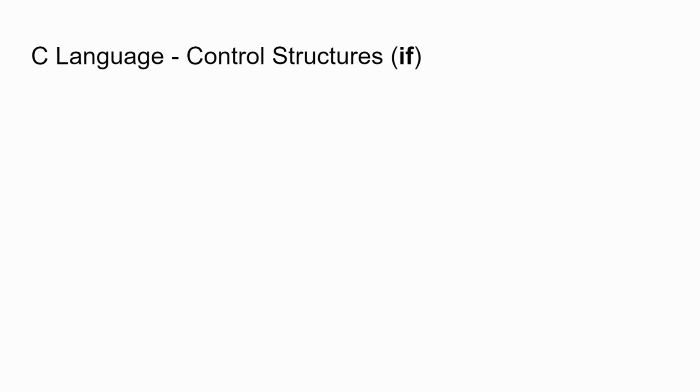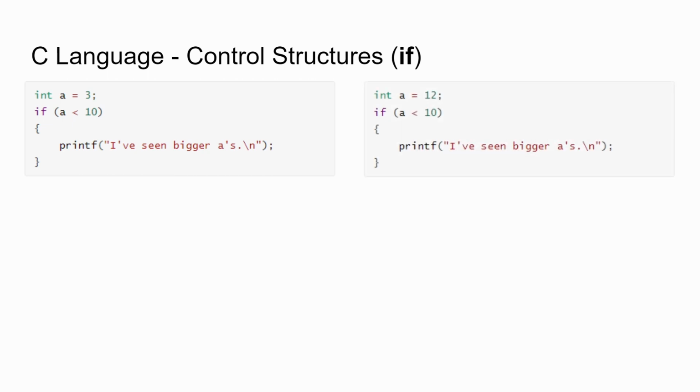The if statement, the idea here is that code is only going to be executed if a certain condition is met. So here's a really easy snippet. A is equal to 3. So if A is less than 10, we're going to say, oh, I've seen a bigger A, whatever. It's not the biggest A I've ever seen. That code is going to run. But in this case, if A is 12 and it's got to be less than 10, it's not going to print anything. We're just going to jump to right after the if statement.